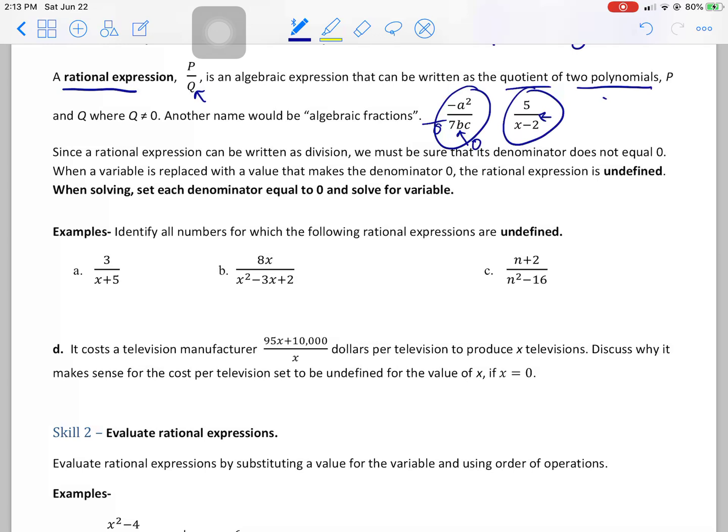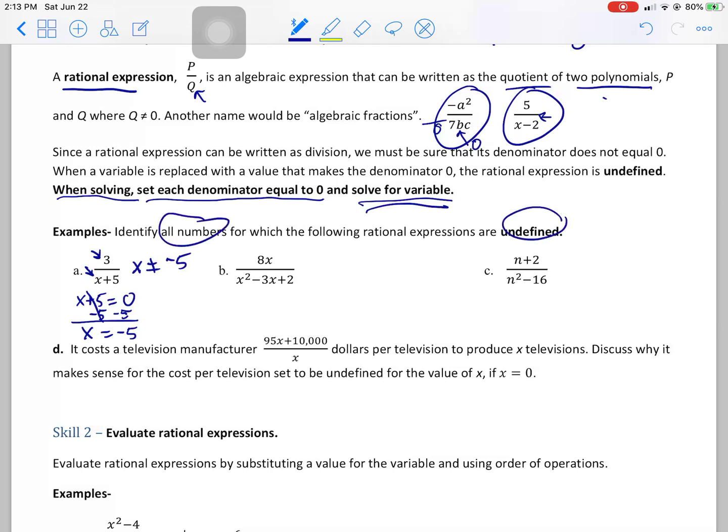So when you're working with rational expressions, it says when solving, set each denominator equal to 0 and solve for the variable. Okay? So in other words, here, remember, that's your numerator, that's your denominator. So x plus 5 in this case, set it equal to 0 and solve for the variable. So move the 5 to the other side by adding its opposite. X equals -5. Okay, so that means for this rational expression, x can't equal -5 because it would make it undefined. All right, so that's the number for which it would be undefined.